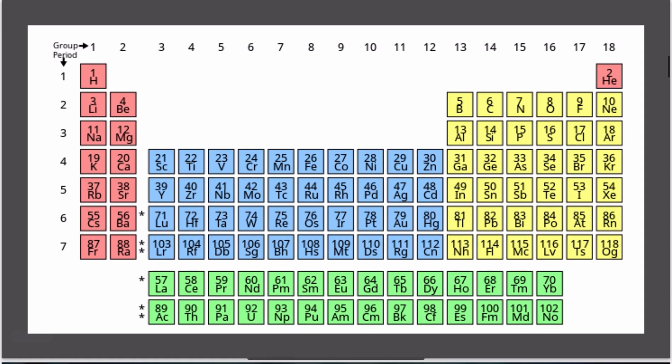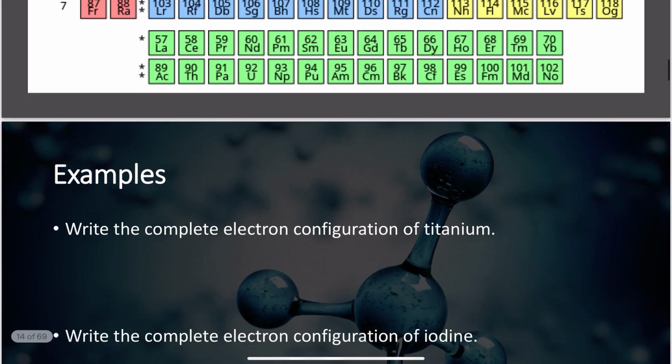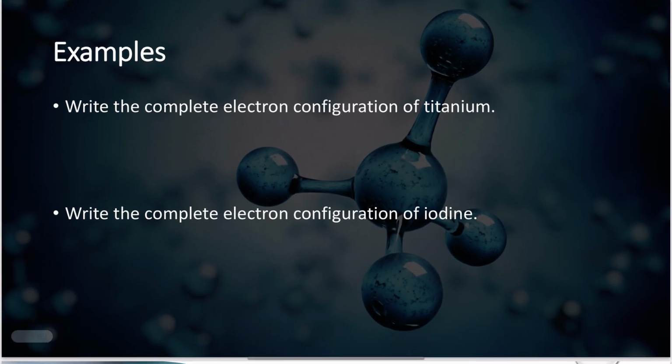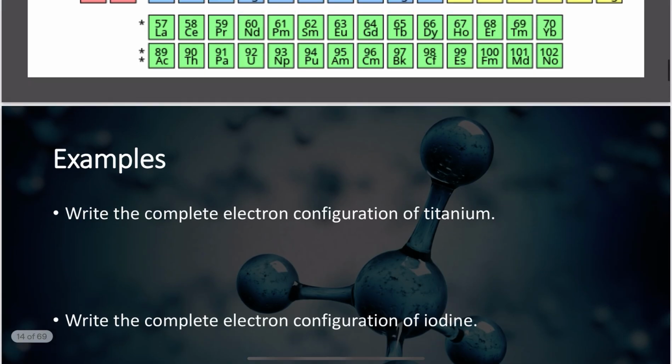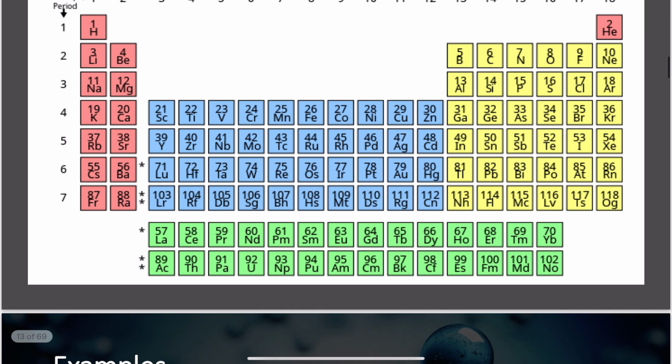So here's another periodic table, just so we can have it to reference back for the last 2 examples we're going to do in this module. Write the complete electron configuration of titanium and the complete electron configuration of iodine. Now, we will learn a shorthand configuration as well that we will do most of the time, but sometimes you are asked for the complete electron configuration, so you need to be able to do both. Let's go ahead and look at the table and find titanium.